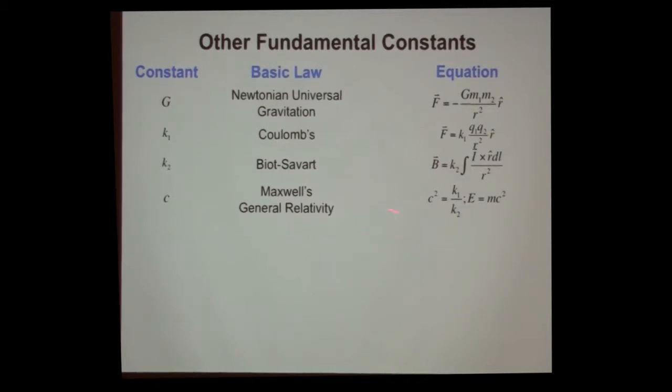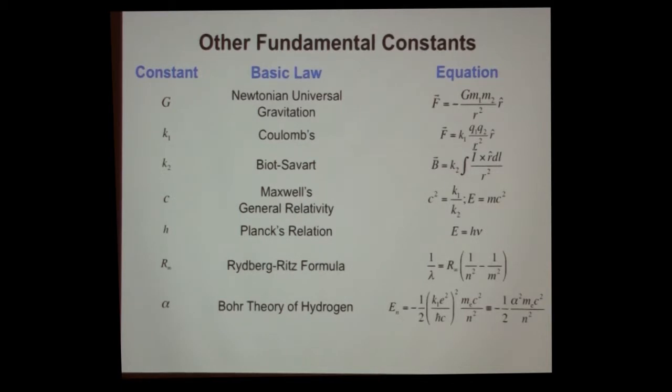Maxwell's equations related the speed of light to those two constants, and general relativity related the speed of light as a conversion factor between energy and mass. Planck's relation related the Planck constant as a conversion factor between energy and frequency. The Rydberg-Ritz formula was an empirical relation for hydrogen spectra, relating the inverse of the wavelength to the difference of the inverse squares of just numbers, and there's something out in front that was constant. The Bohr theory of hydrogen showed that the energy in a state of his basic theory was the energy equivalent of the mass of the electron divided by that state squared, with a collection of constants out in front, which, when taken together, are dimensionless, and turns out to be the fine structure constant.